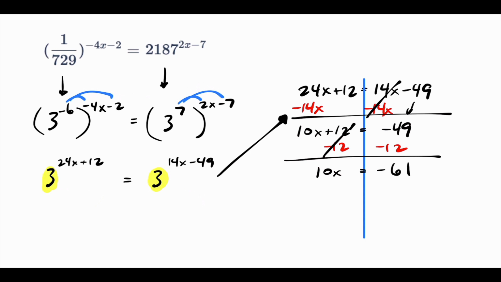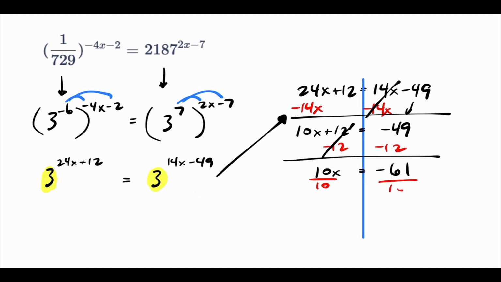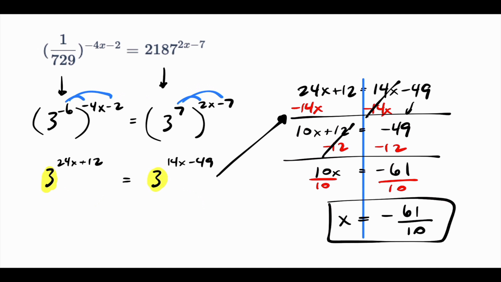Negative 61 divided by 10. Again, it's not going to go in evenly, so just leave it negative 61 over 10. Because you can't divide 61 by 2, by 5, or by 10, you can't reduce it. I don't want to change it to a decimal, so leave it the way it is.